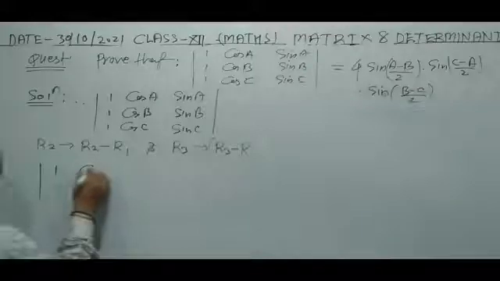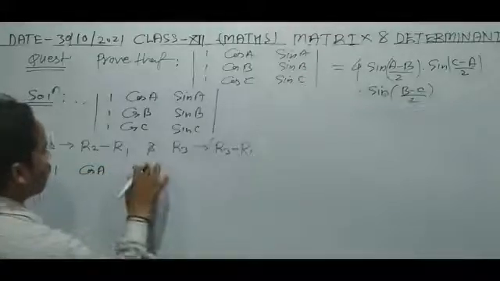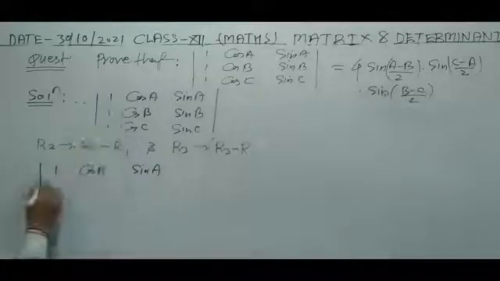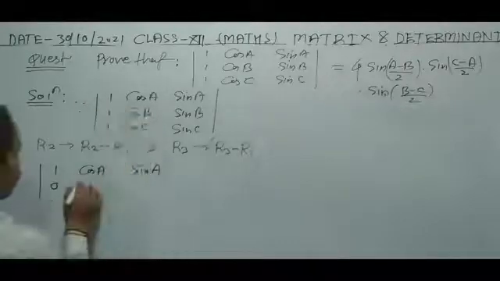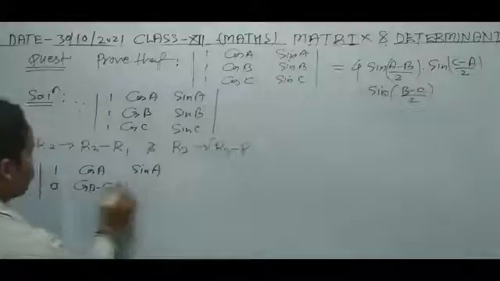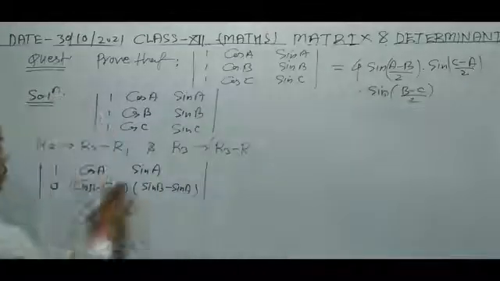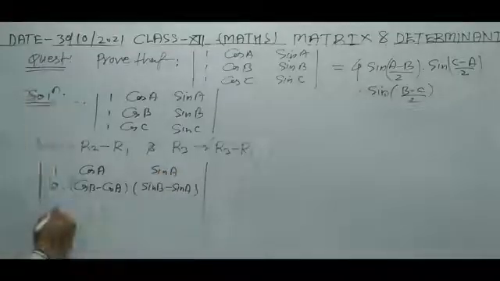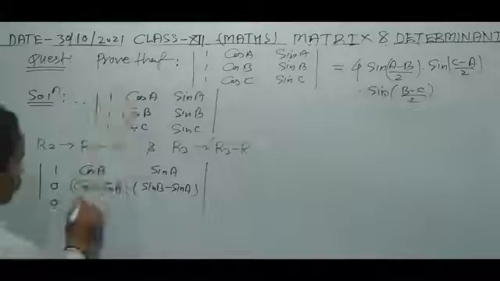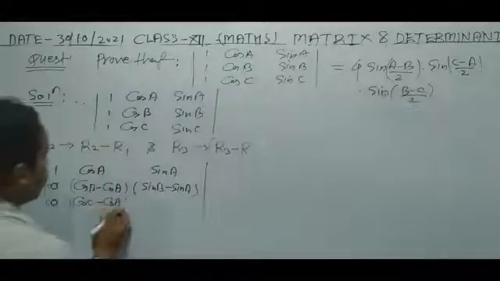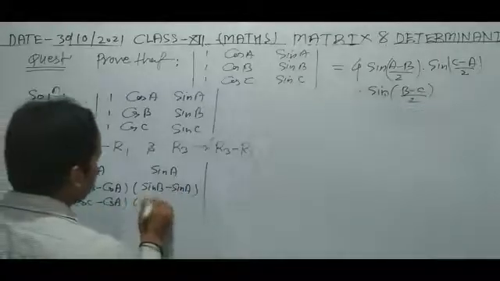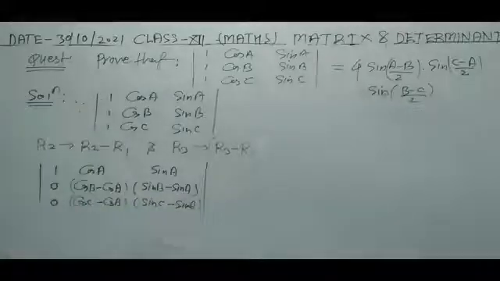R1 is the same, so 1, cos A, sin A. In the second row, R2 minus R1, this will be 0, cos B minus cos A, and sin B minus sin A. Now in the third row, R3 minus R1, this is 0, cos C minus cos A, and sin C minus sin A. So this is the result after operating R2 tends to R2 minus R1 and R3 tends to R3 minus R1. Now we have to simplify.